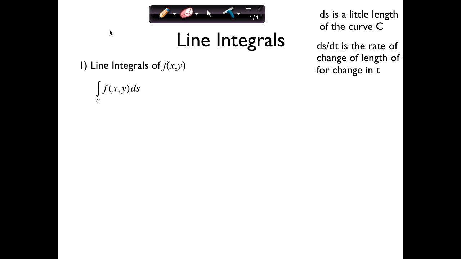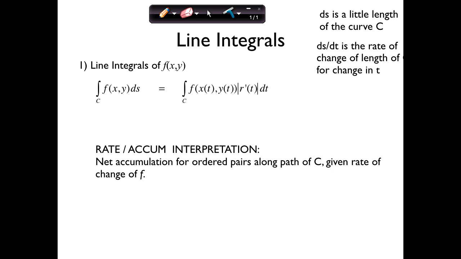We said that was the same as the speed function, the magnitude of the r prime function, which defines c. The r function defines c. ds dt would then be the magnitude of r prime, and we use that to substitute in for ds. So ds is going to be the magnitude of r prime dt. Then we write the function in terms of t, and so we have a single integral in terms of a single variable, and we can solve that. We set up an easy one last time for a parabola.